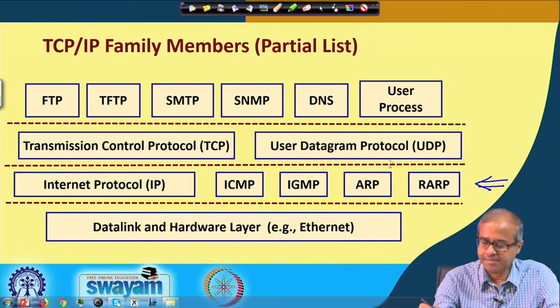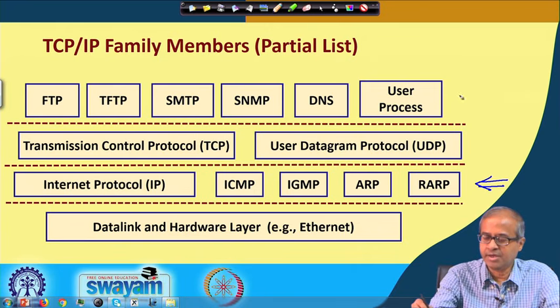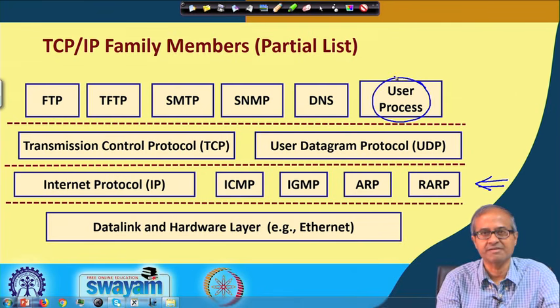At the higher layer, the transport layer, there are two alternate protocols, TCP and UDP, transmission control protocol and user datagram protocol. And at the topmost layer, the application layer, you can have any arbitrary user applications running.